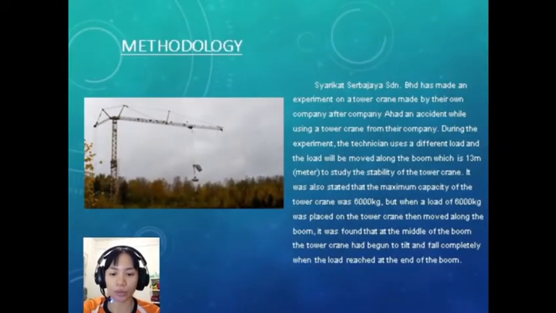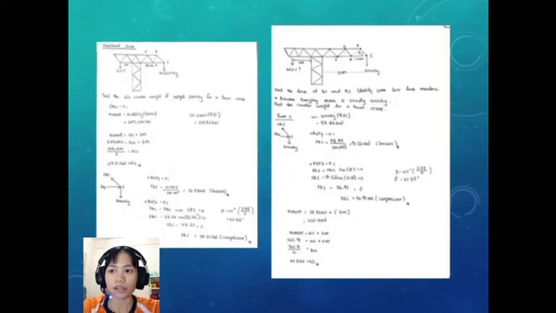I'm Bernabel. I'm going to explain the methodology. As you can see, this shows the situation before the tower crane collapse, and we're going to study the stability of the tower crane, whose maximum capacity is 6,000 kilograms, and the length of the boom is 13 meters. And this is the calculation that we made. We're going to find the tension and compression at each point when the tower crane started to collapse, when the load is moved along the 13 meter boom.